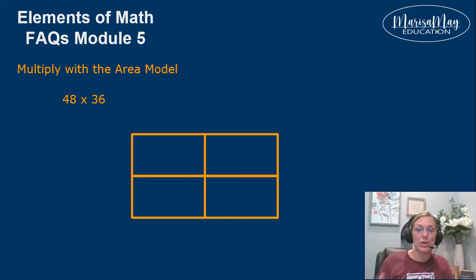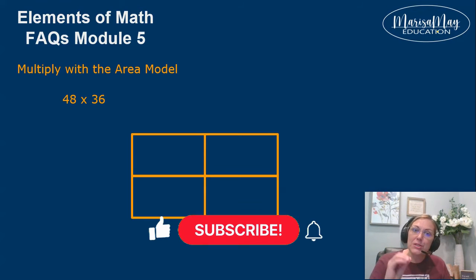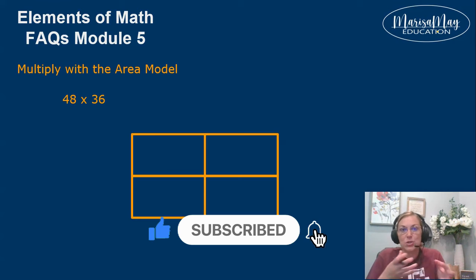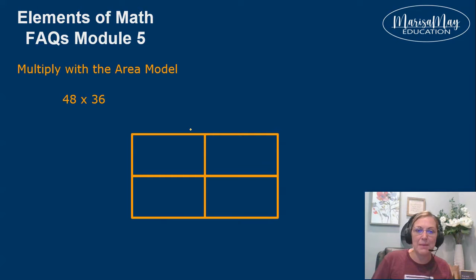Let's look at multiplying using an area model. This is very common in the elementary grade levels, where students are beginning to multiply 2-digit times 1-digit numbers, and 2-digit times 2-digit numbers. But the same process continues on as we go into algebra and we start to ask students to multiply parentheses together. But we're going to stick to numbers for this example.